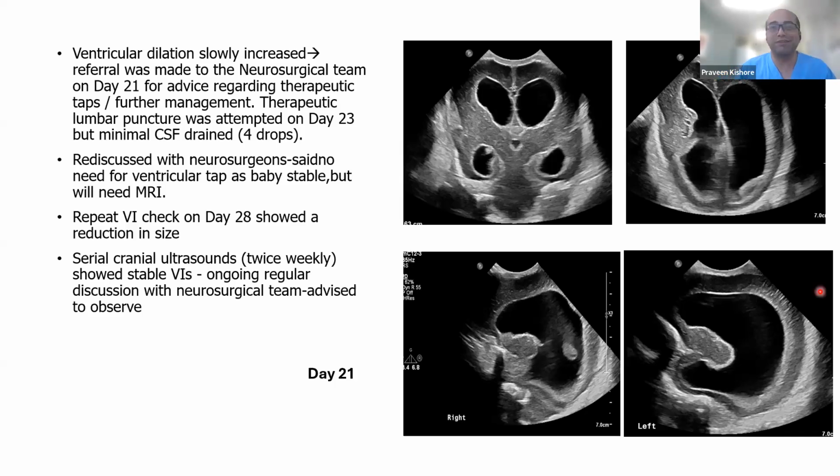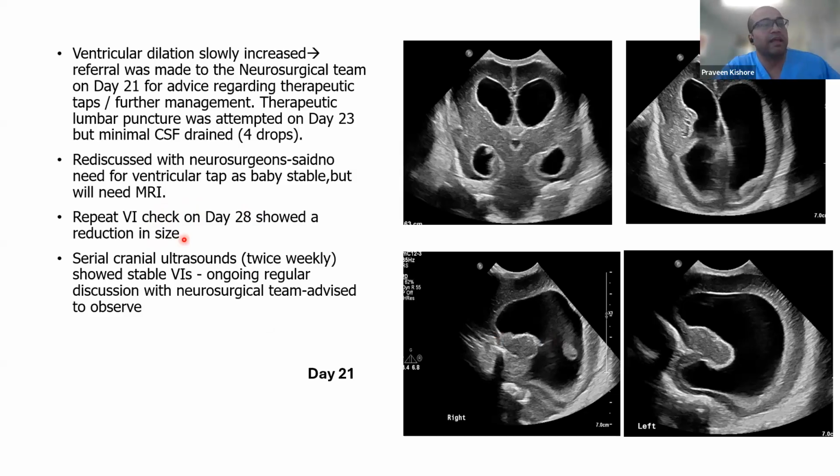Now, just to wake everyone up, if I'm boring you: if you remember at the beginning of this lecture, we asked what percentage of post-hemorrhagic ventricular dilatation starts regressing or resolving on its own, roughly? 35%? Yes, well done. So sorry, 60 to 65% resolves on its own, and 30 to 35% will keep progressing and will need more intervention. So on day 28, we asked for an MRI, and the baby was ventilated.